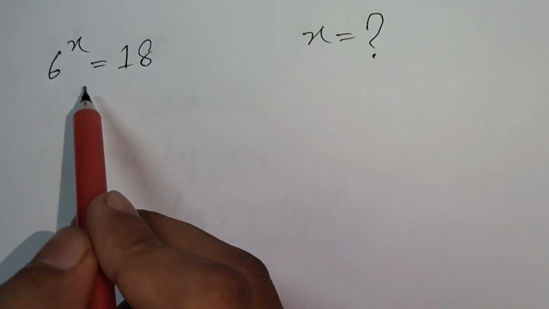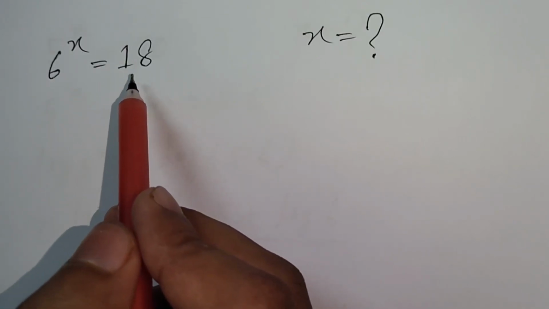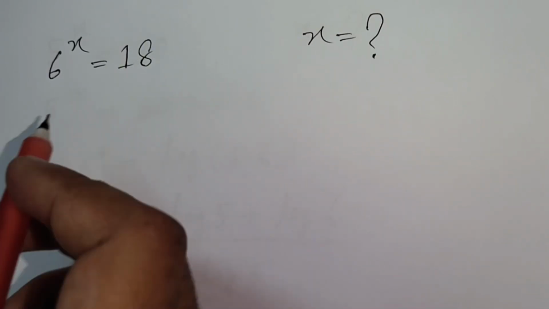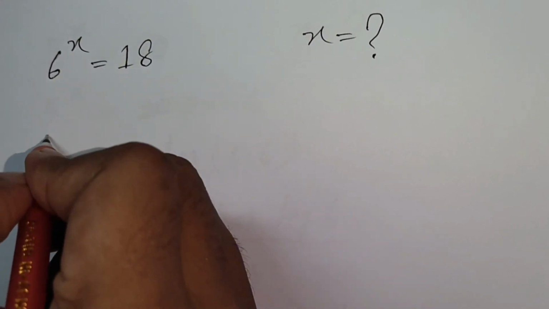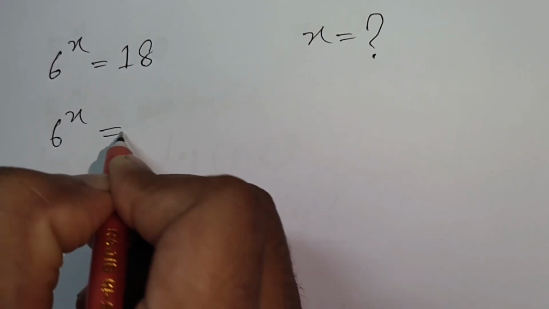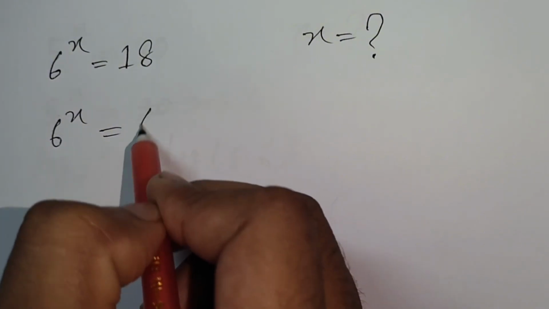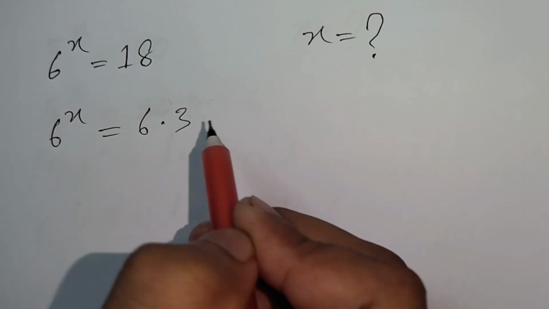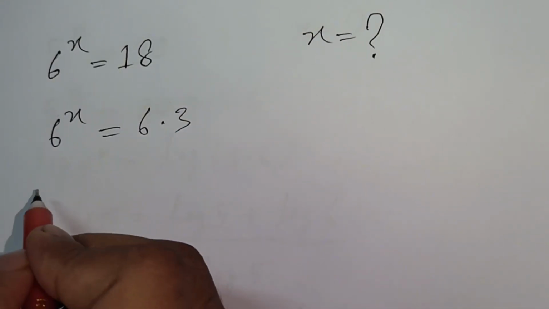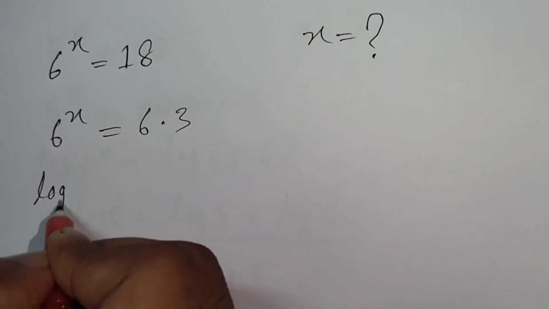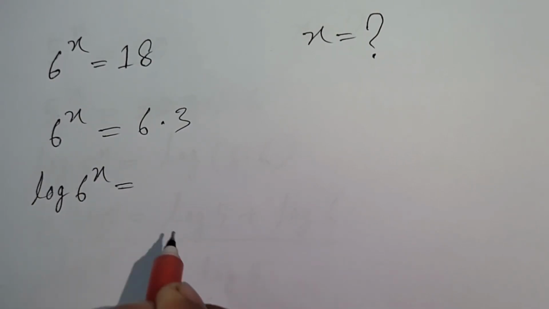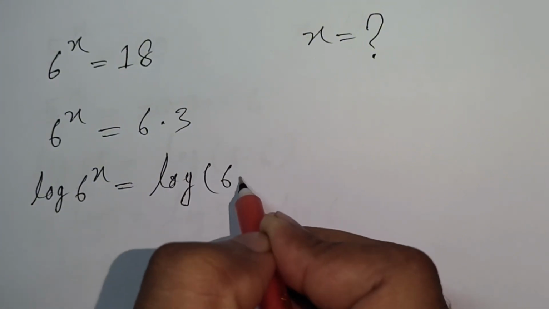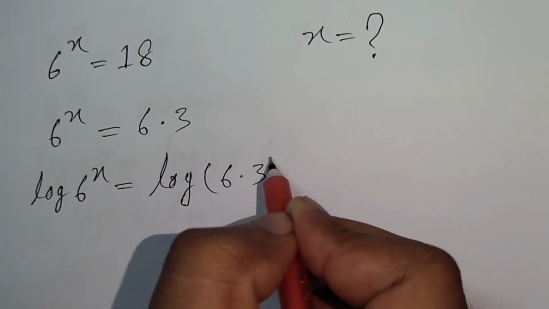6 to the power x is equal to 18. What is the value of x? First of all, 6 to the power x is equal to 6 times 3. Now, log 6 to the power x is equal to log of 6 times 3.